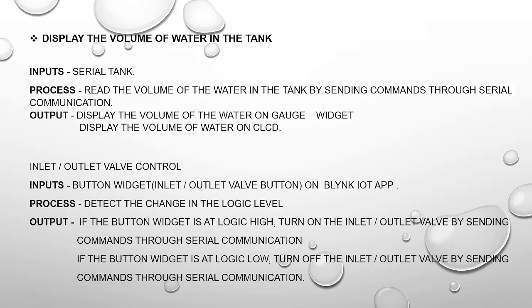Inlet and outlet valve control. Button widgets on the IoT app are the input, and they detect the change in the logic level. According to the logic level, it will turn the valve on or off. If the button widget is at logic high, turn on the inlet outlet valve by sending commands through serial communication. If the button widget is at logic low, turn off the inlet outlet valve by sending commands through serial communication.